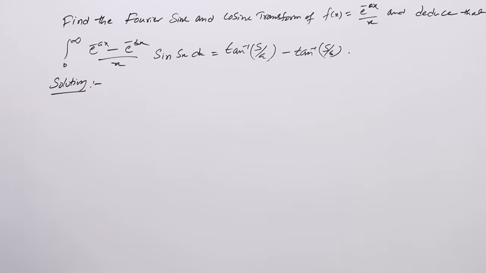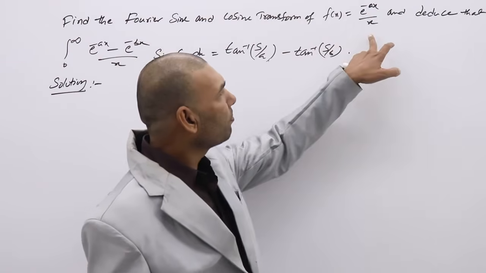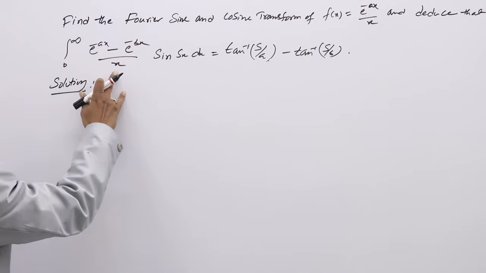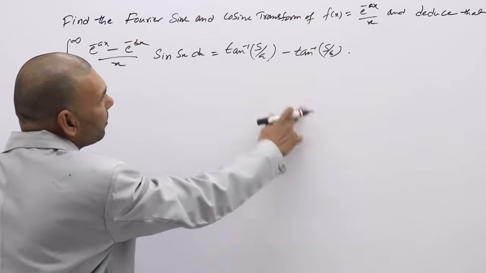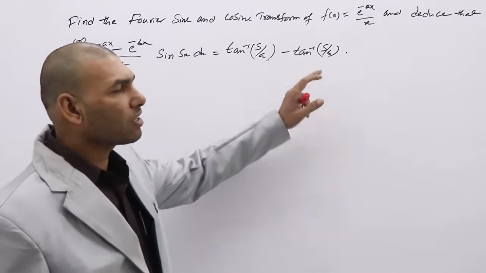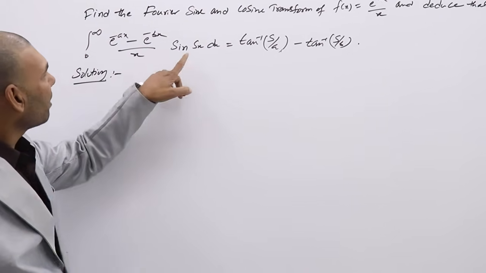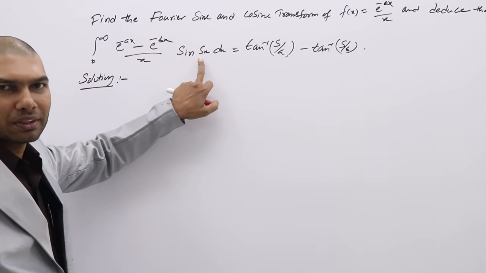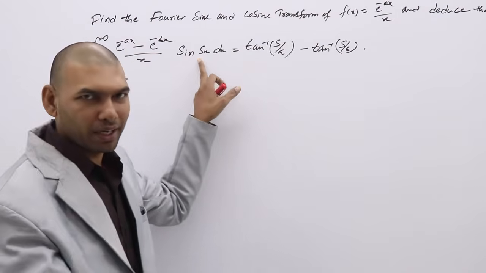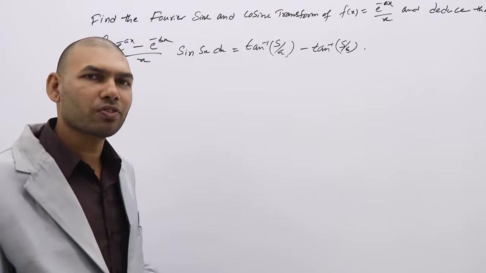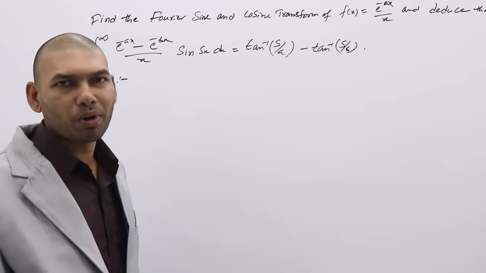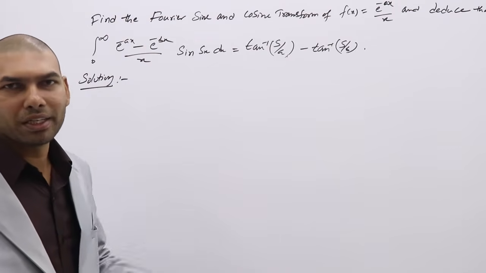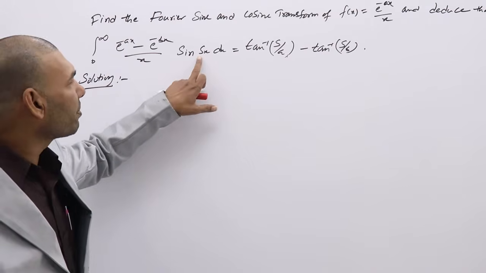Find the Fourier sine and cosine transform of f of x equal to e power minus ax by x, and deduce that integral of e power minus ax minus e power minus bx by x, sin sx dx equal to tan inverse of s by a minus tan inverse of s by b. Here, instead of p, I have taken parameter s. That is notation. Generally we take p for representing the sine transform and cosine transform. In the place of p, you can take s also, no problem, like in Laplace transform, where we prefer s. You can do the problem in p, and at the end replace p by s, and you will get this answer.